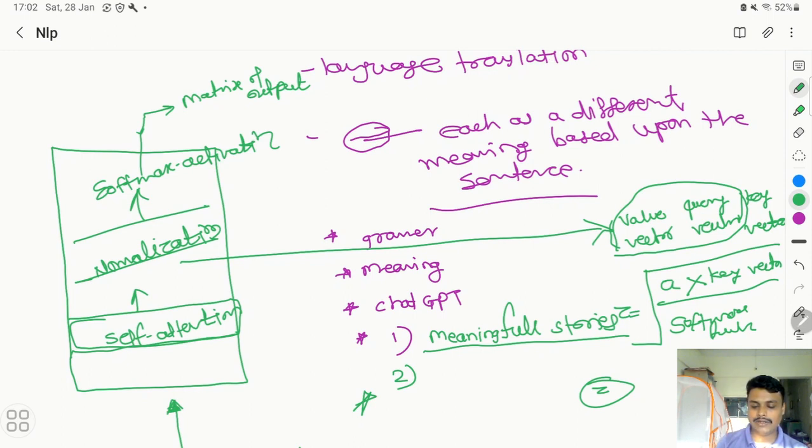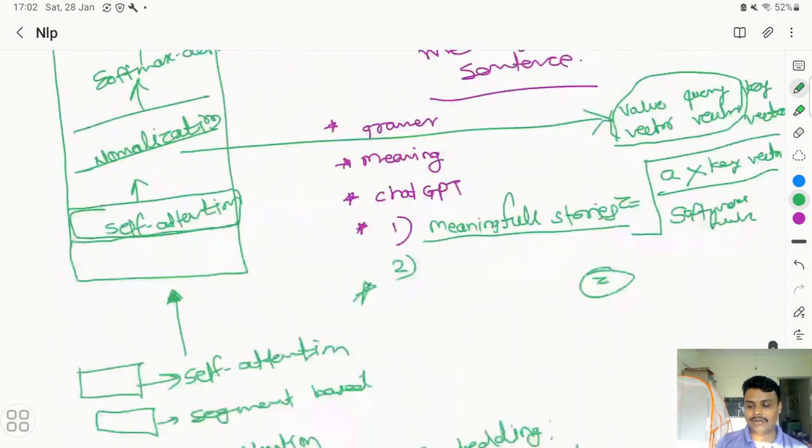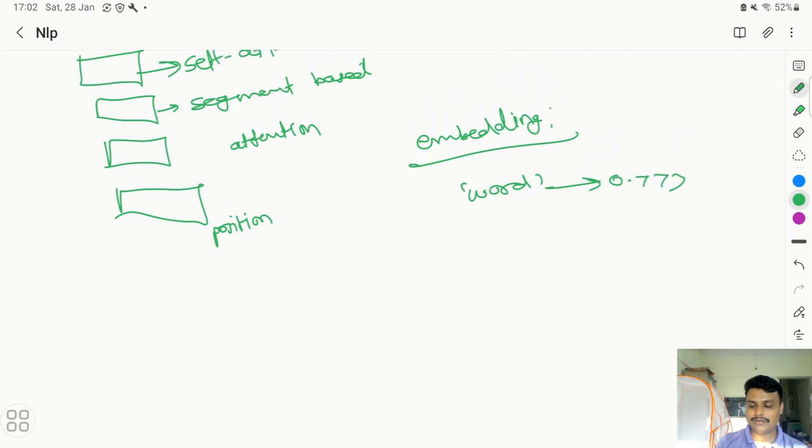The decoder consists of the same things as the encoder, but it has an extra layer, the encoder-decoder layer, and a masked attention layer also. I forgot to tell you what the masked attention layer is.